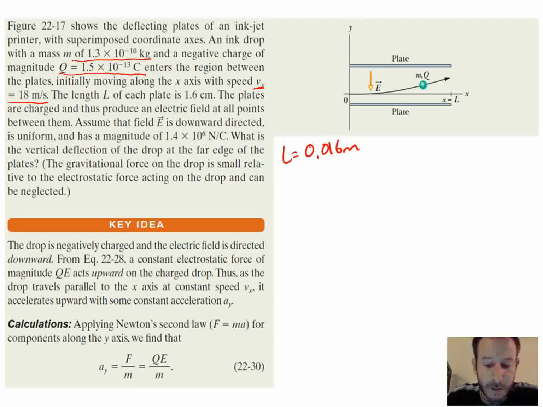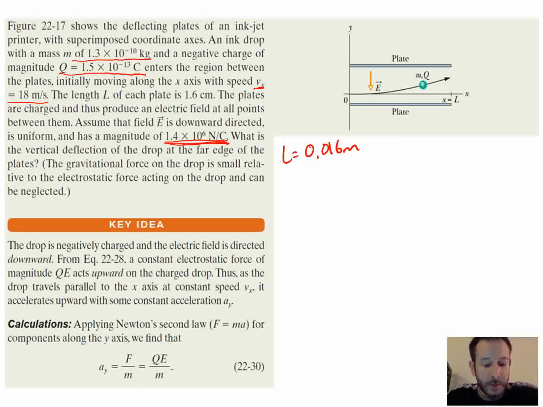So assuming that the electric field E is downward directed and is uniform and has a magnitude of 1.4 times 10 to the 6th newtons per coulomb. So that's our E value. What is the vertical deflection of the drop at the far edge of the plates? The gravitational force on the drop is small relative to the electrostatic force acting on the drop and can be neglected. So we're not going to worry about the force due to gravity in this case.